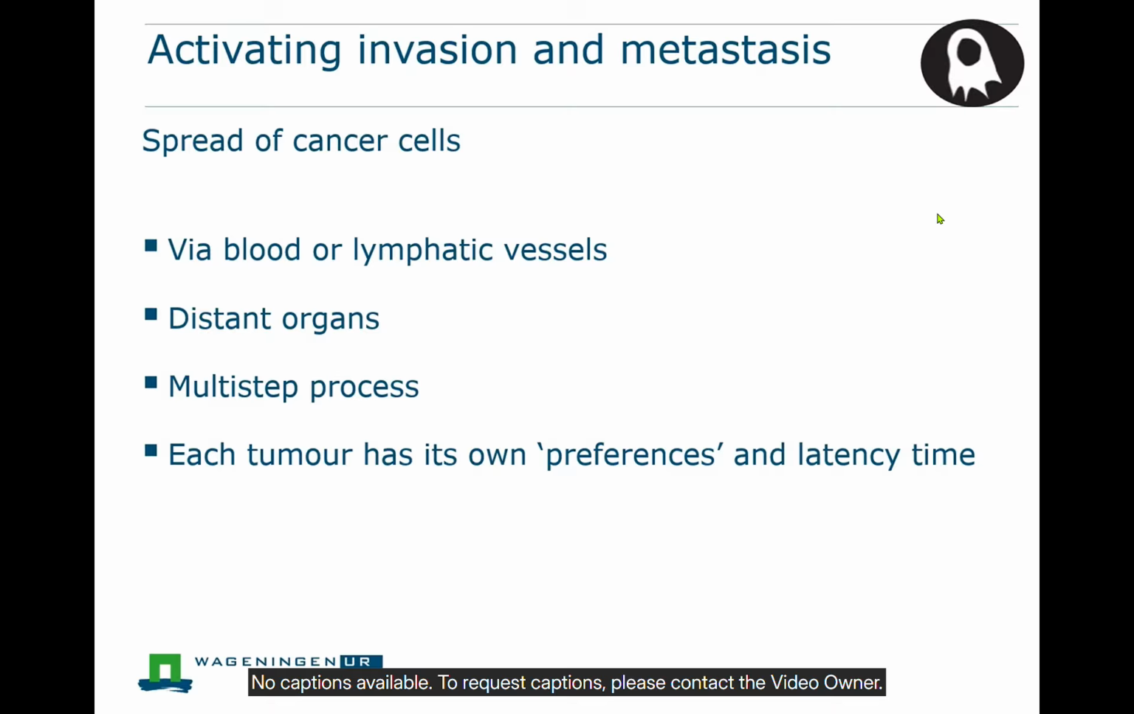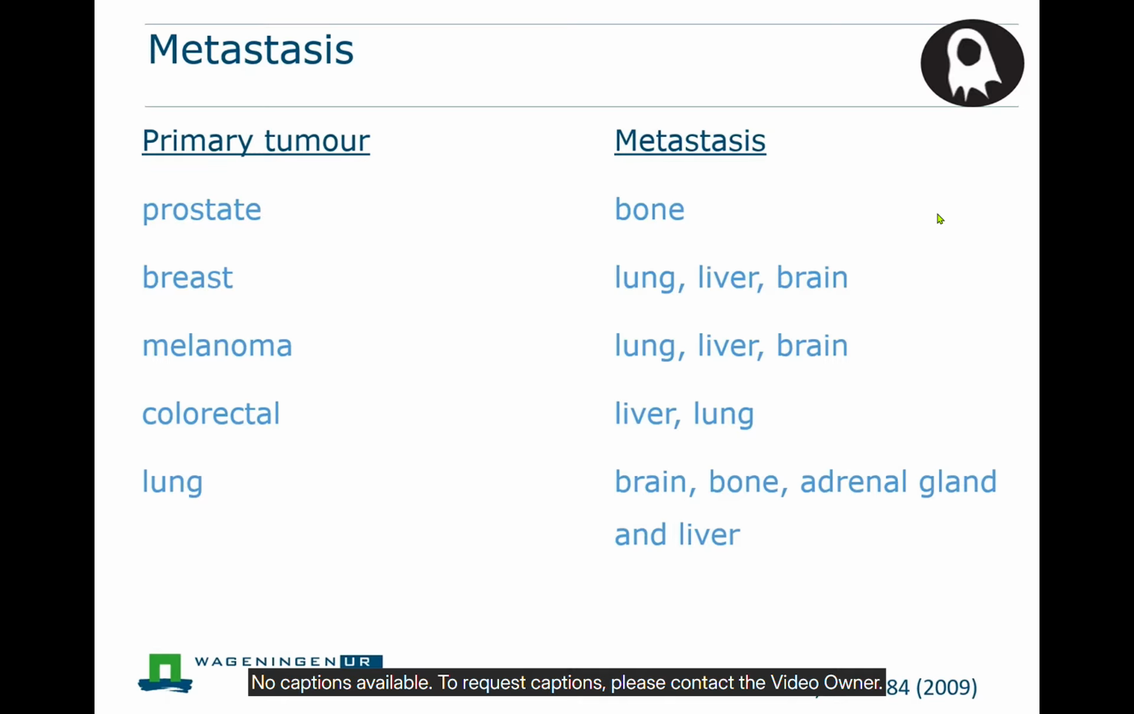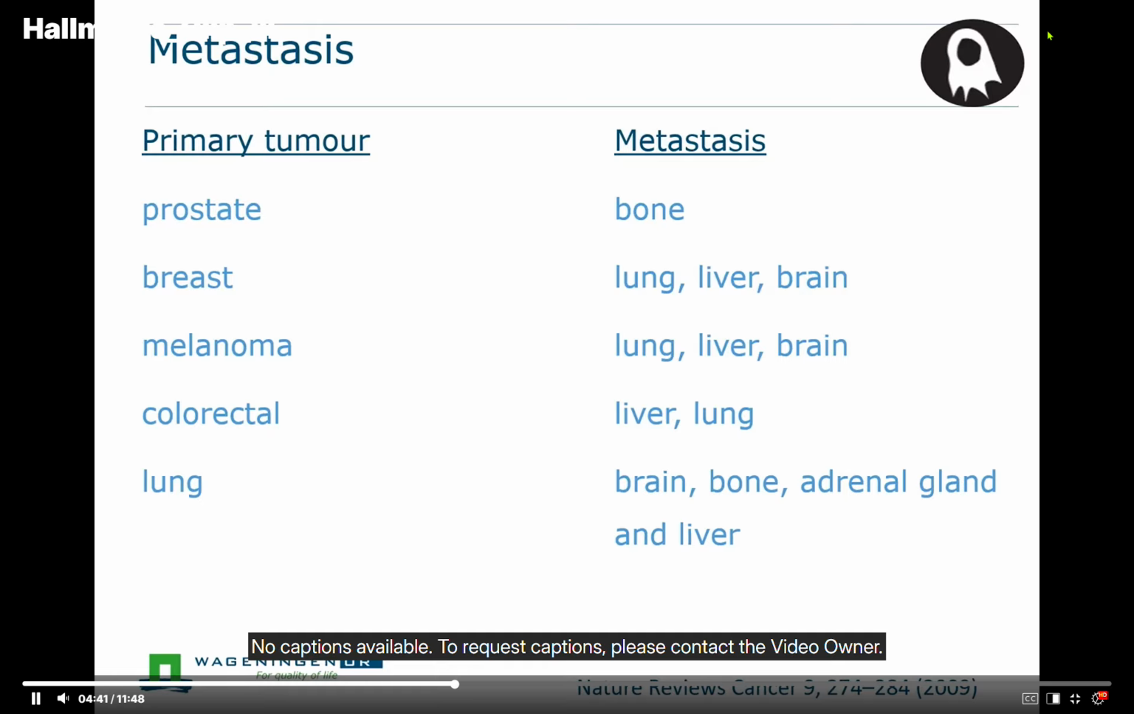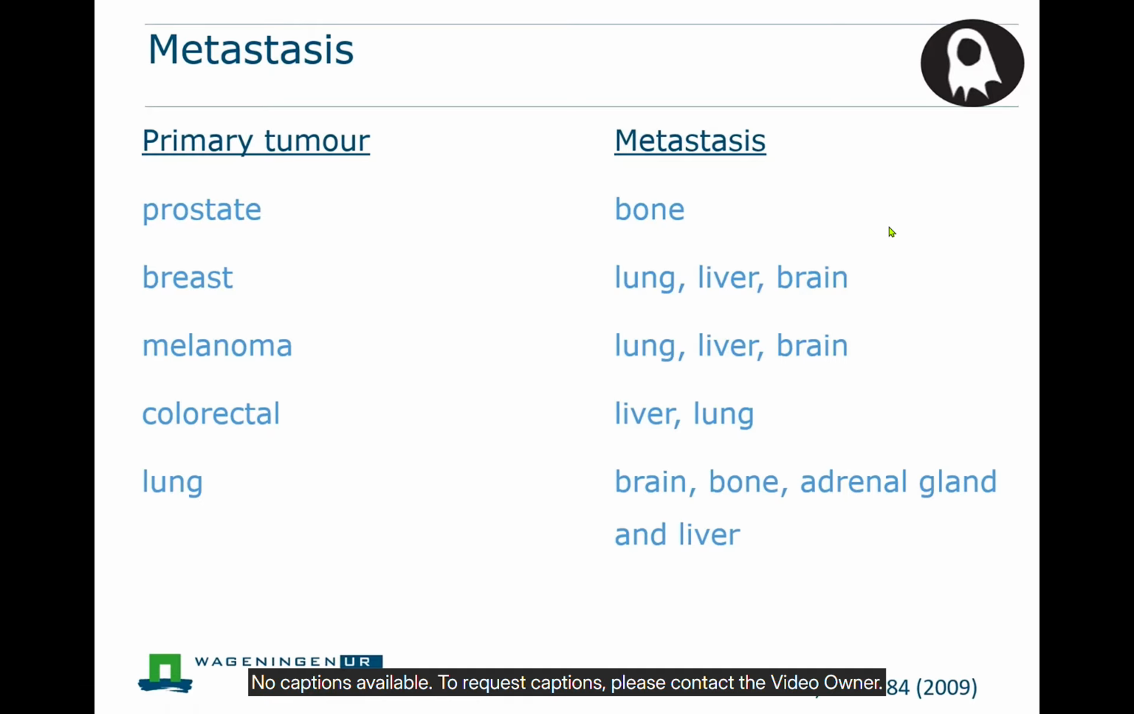It is important to realize that each tumor has its own preferences and latency time, meaning that each tumor has a preference for a site of metastasis, and it also depends on the tumor and of course the aggressiveness, how long it takes before a metastasis can be formed and detected. So what you see over here are a few examples of primary tumors, so the first tumor in the body, and then the preferred site of metastasis.